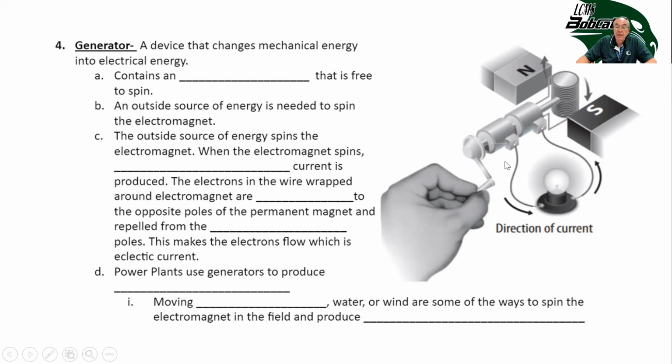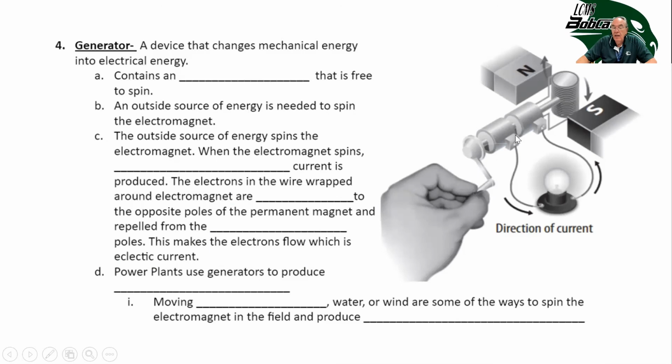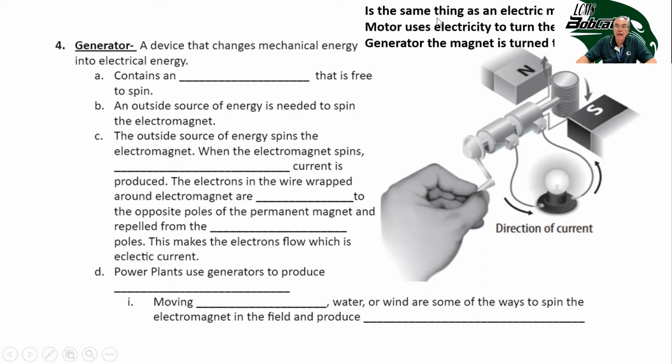So it's just an electric motor. The only difference is an electric motor gets the electricity and turns the electromagnet. In a generator, the magnet gets turned and makes the electricity. So a generator is a device that turns mechanical energy, like this guy's hand turning the electromagnet, into electric energy.